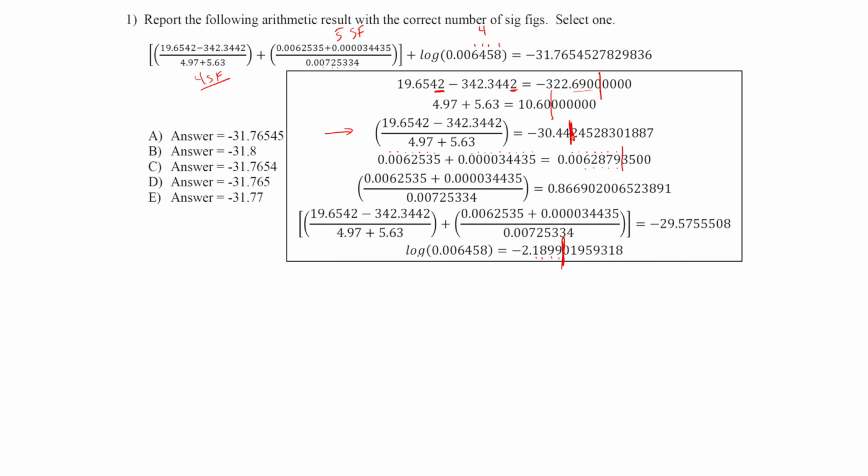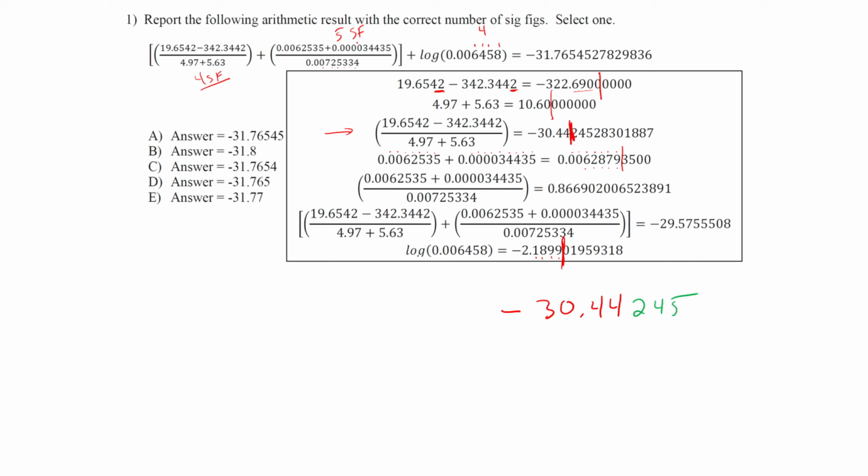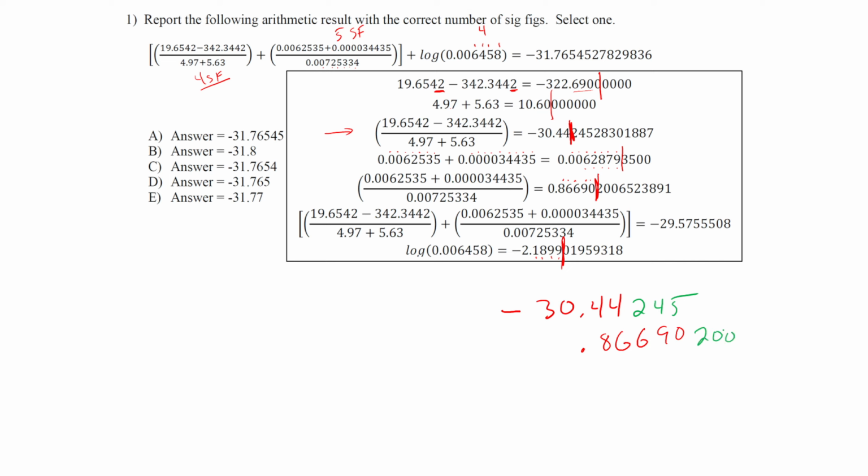So we can keep to this minus 30.44245 whatever. Now for the second one, we can keep 5 decimal places. So 1, 2, 3, 4, 5. Is that right? 1, 2, 3, 4, 5. So we can keep 0.86690200.